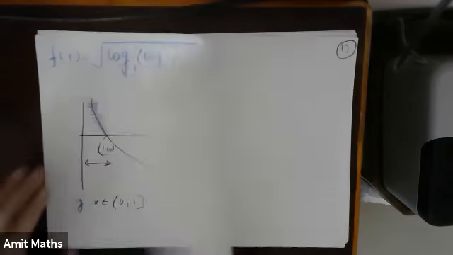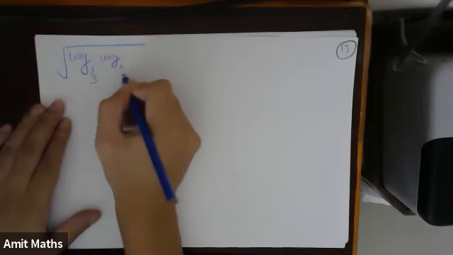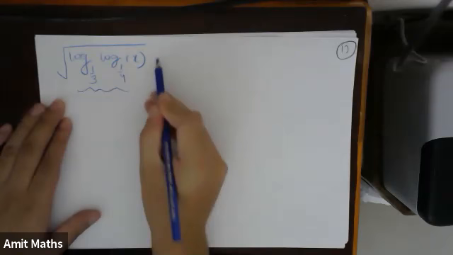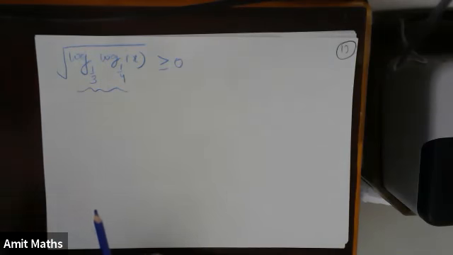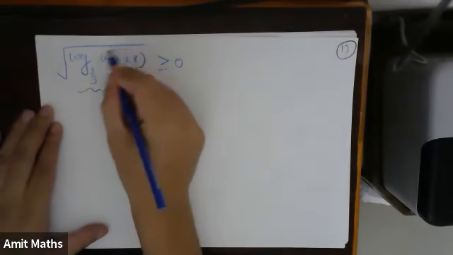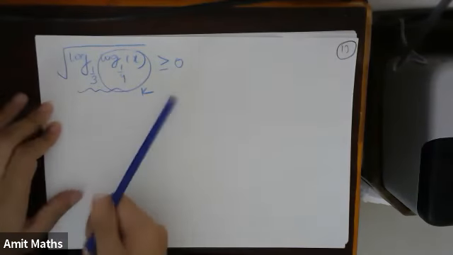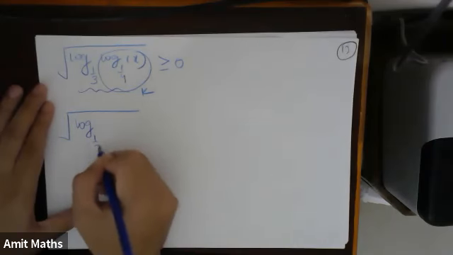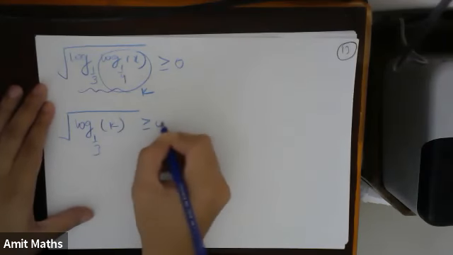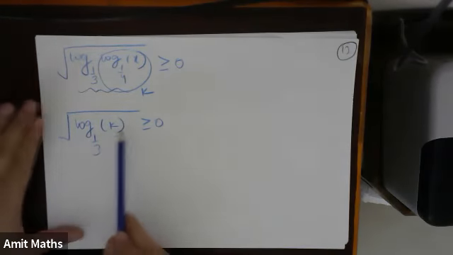Okay, fine. So that means under the root of log base 1 by 3 of log base 1 by 4 of x, now this whole thing should be greater than or equal to 0. For the time being, I can write this part as, suppose, k. So this will become under the root of log base 1 by 3 of k should be greater than or equal to 0. But I have just substituted this part as k.